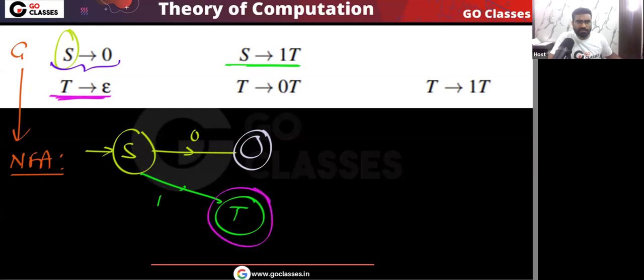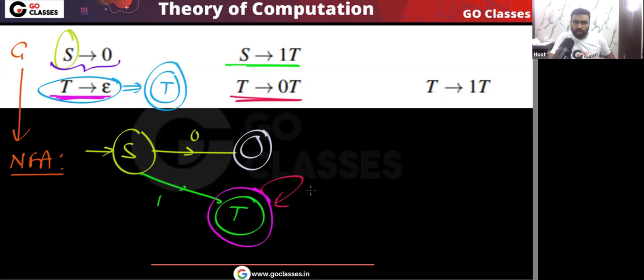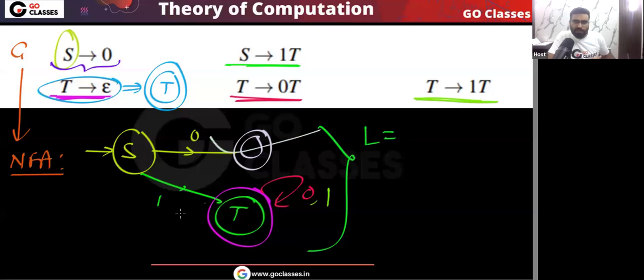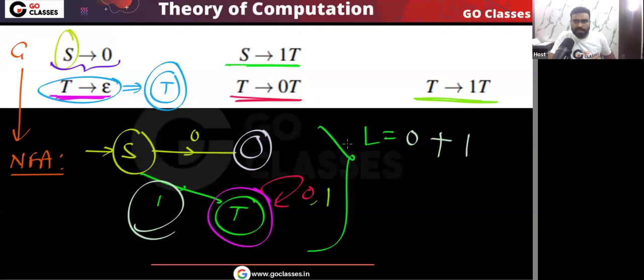Because of this rule, T will become the final state. Then you can see T goes to 0T, so there is a loop on 0, and there is a loop on 1 also. Now can you find the language here? This is a final state, and this is a final state. So the string 0 is accepted. What else is accepted? 1 followed by anything. So this will be your language.